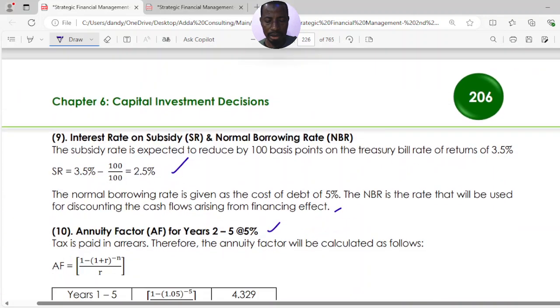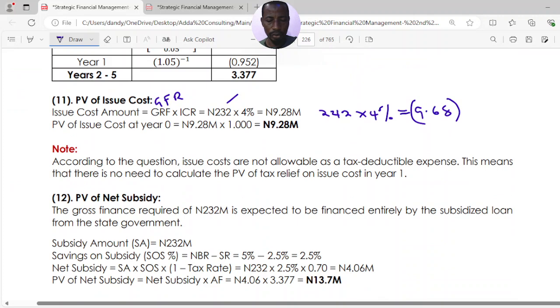And that's why we did not calculate tax saved on issue costs in year 1. According to the question, issue costs are not allowable as tax deductible expense. This means that there is no need to calculate the PV of tax relief on issue cost in year 1. So we ignore that.